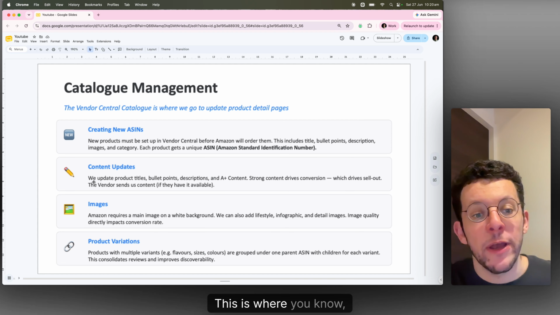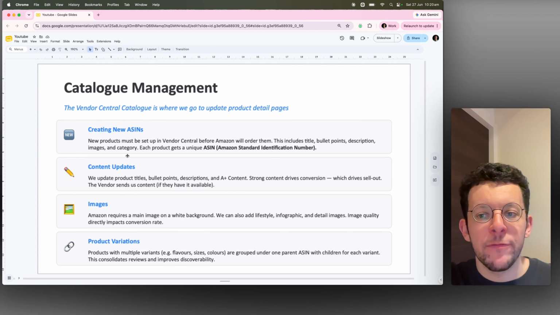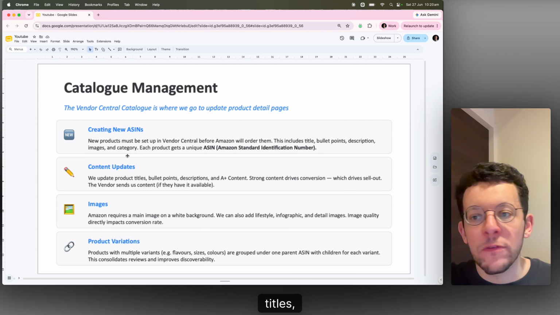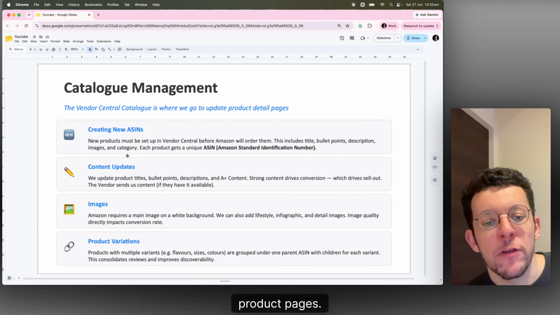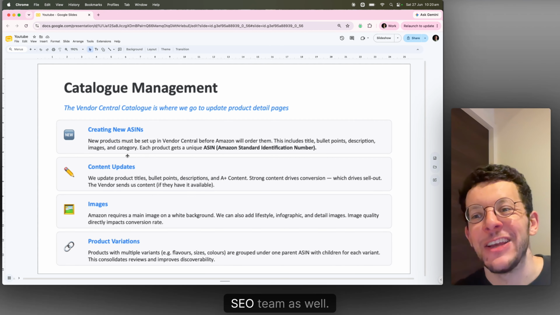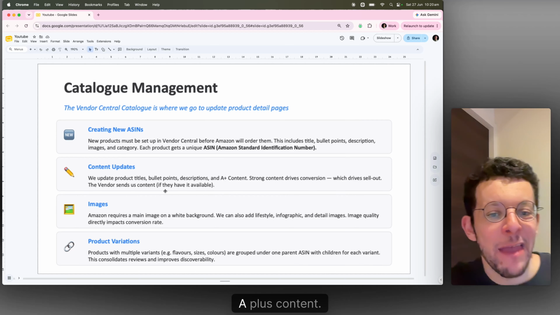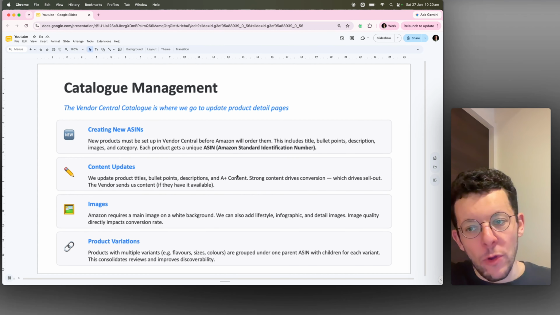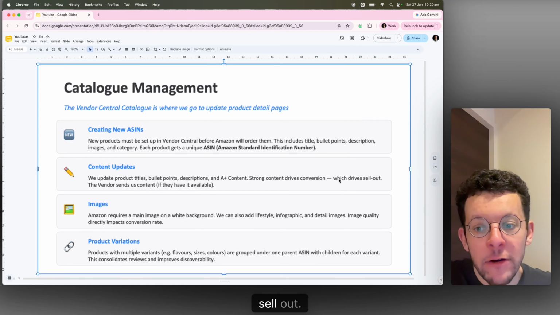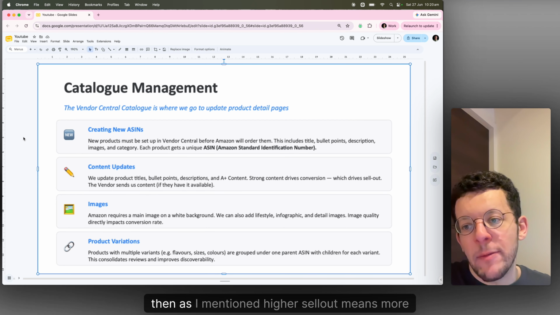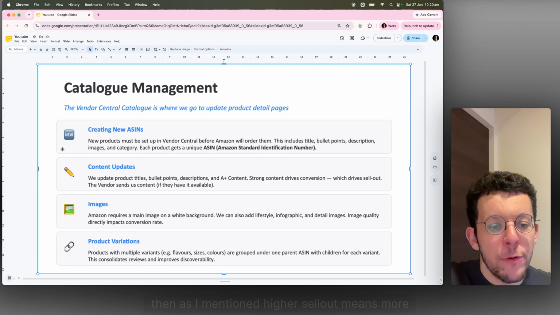This is where you update product titles, product bullet points, SEO, product pages. Again, we have an SEO team as well. A+ content. All of this drives conversions, which ultimately drives sell out. And then, as I mentioned, higher sell out means more purchase orders.